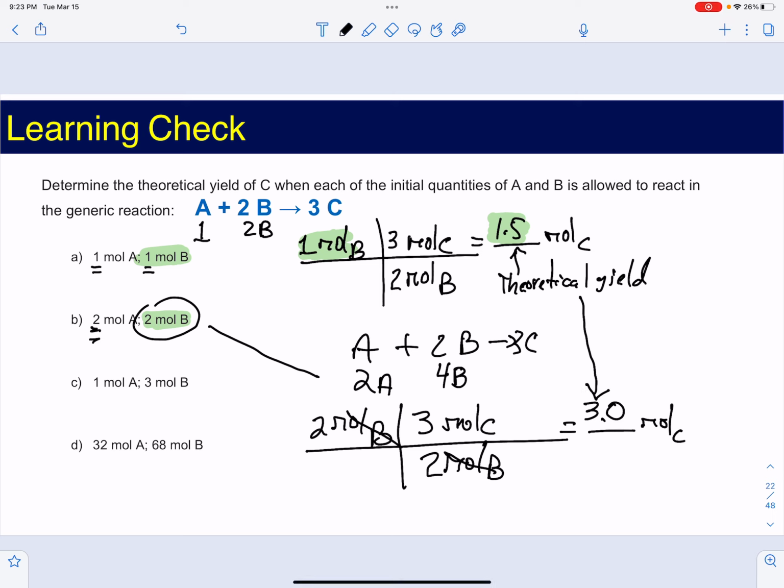Once I find the limiting reactant, I'm gonna use my limiting reactant to calculate my product. That's assuming that nothing goes wrong in the lab, so that's in theory, so that's my theoretical yield. Let's do the next one.